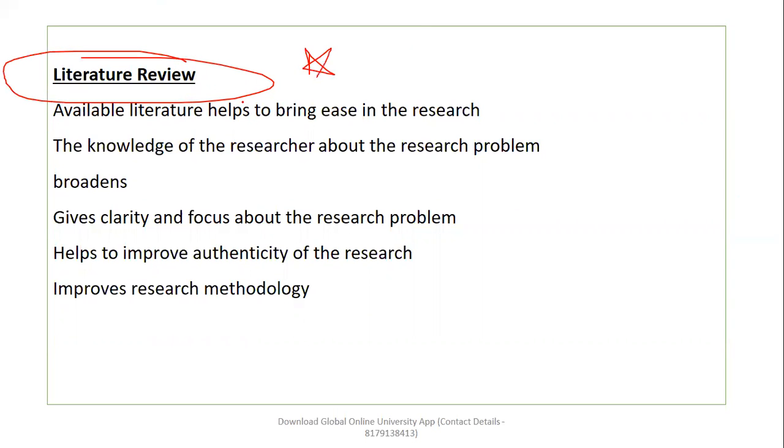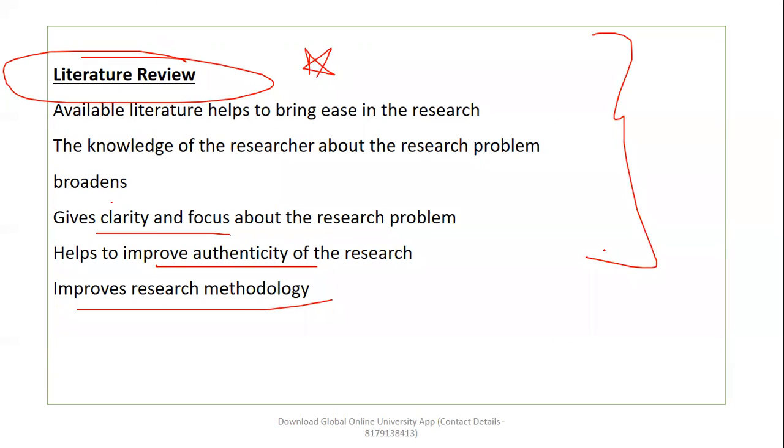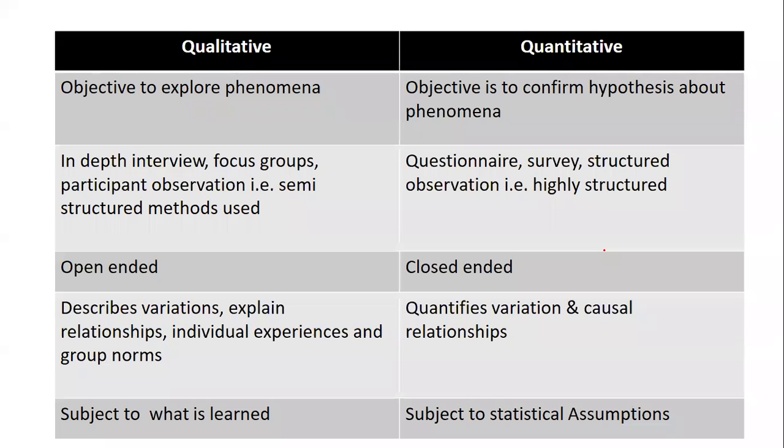Now, literature review is a new topic. It is a new concept now. So basically what comes out of literature review, how it is helpful: it helps to bring ease in the research. It helps to gain knowledge for the researcher about the research problems. It gives clarity, it focuses the research problem, it improves authenticity, and it improves research methodology. So basically this goes with research literature review. How literature review is used in research can be a part of it.